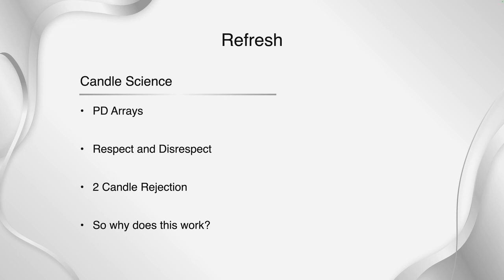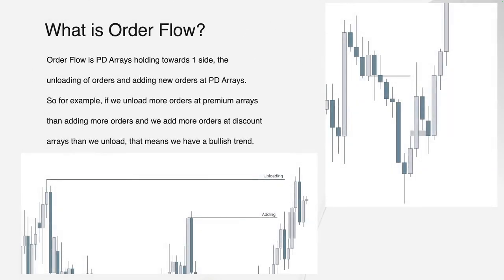Well, it's not just something random. Candle science is order flow seen through a singular candle. So what does that exactly mean? And before we can fully dive into that, we need to again understand order flow. Now, what then is order flow again?